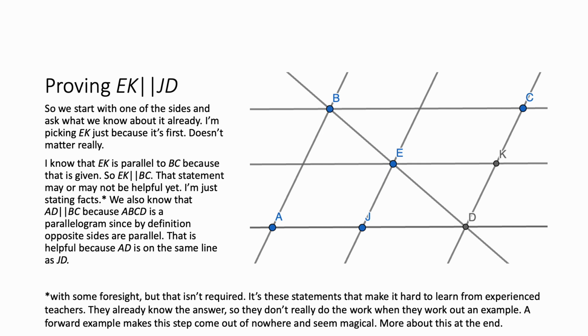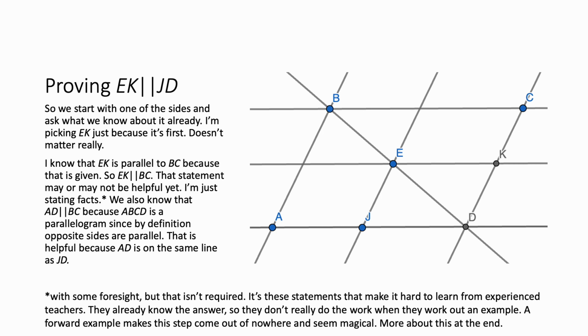Okay, so EK is parallel to BC because they told me that. That's just how it's constructed. And BC is parallel to AD because that's the other side of the parallelogram. We know that just because it's a parallelogram. So that right there is helpful. That was one fact that led to another fact that is really helpful, because AD is the same line as JD, because JD is just two points on the same line. So now I'm getting somewhere. Now I know where I'm going.